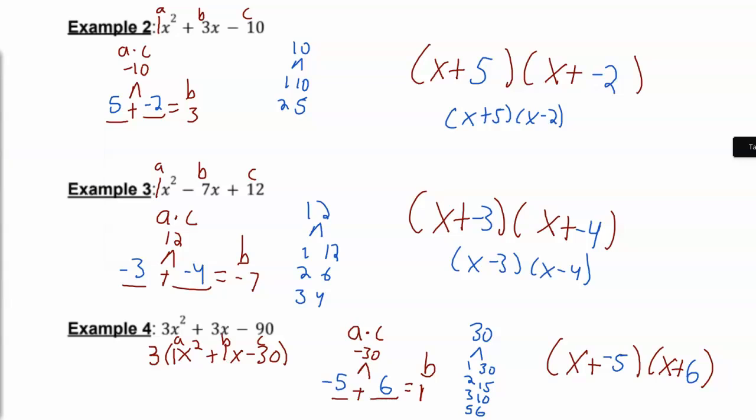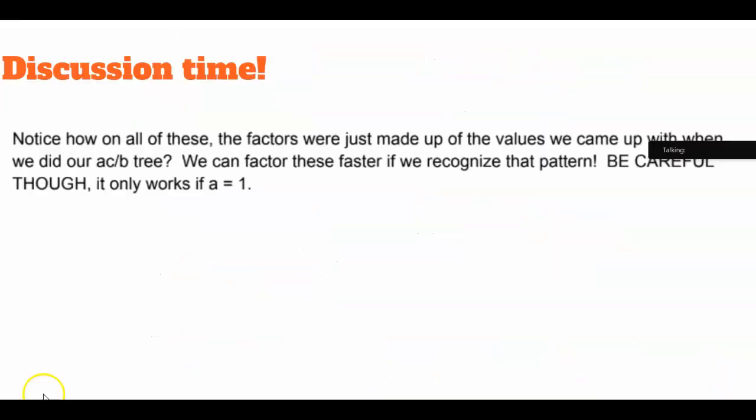The ones we're about to talk about won't necessarily have this pattern. So we're saying here that we can only use the numbers from our ACB tree just as they are if a equals 1. What we're about to talk about is what it looks like when a is not equal to 1. We still use our ACB tree, but we do something different with it. So go ahead and flip to the back page of your notes.